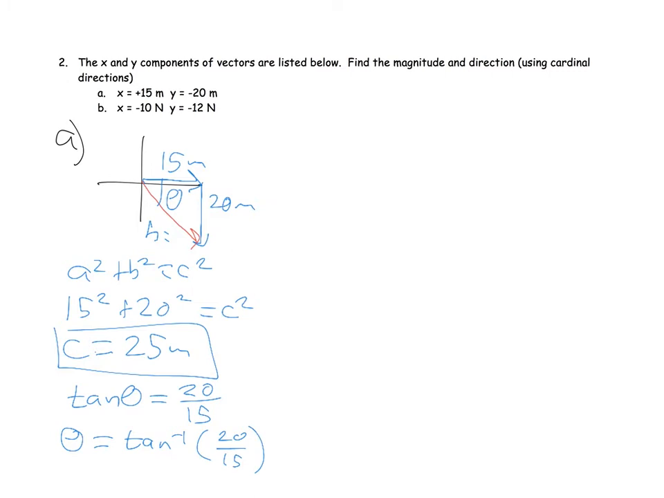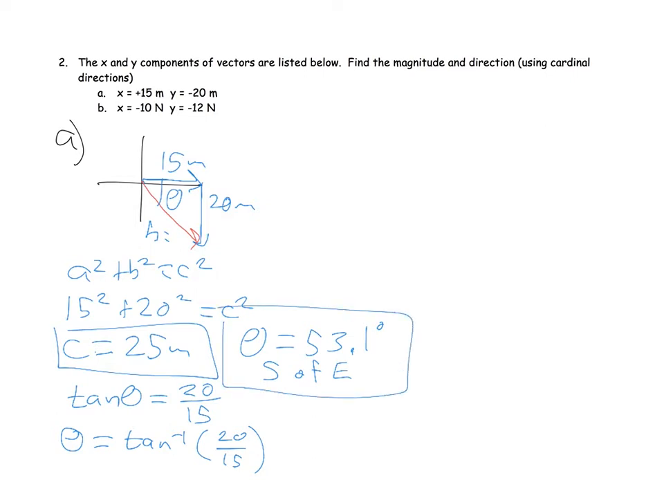And so when I go ahead and solve that, I find that my angle, all right, is going to be 53.1 degrees. And I'm going to put a direction on it, okay? So that angle here is measured from the east direction, and we're going south from that east direction. So it's 53.1 degrees south of east.